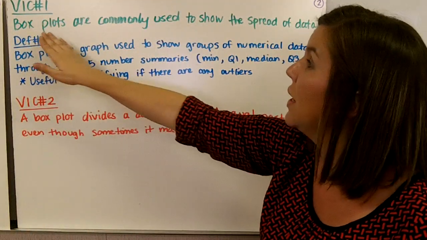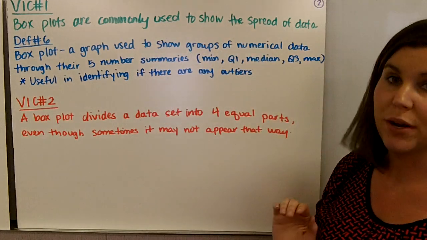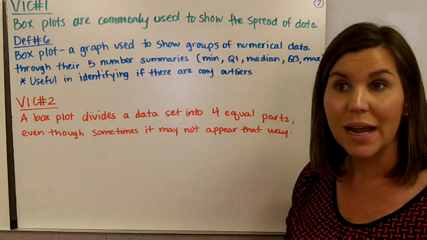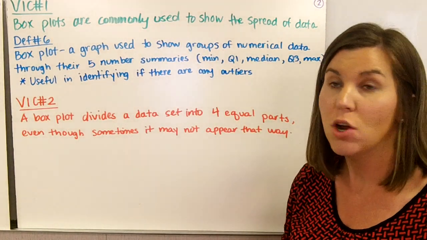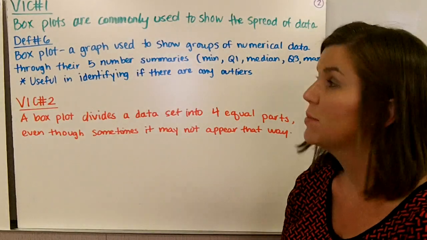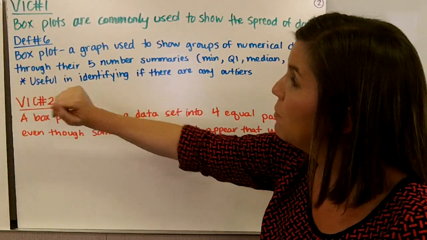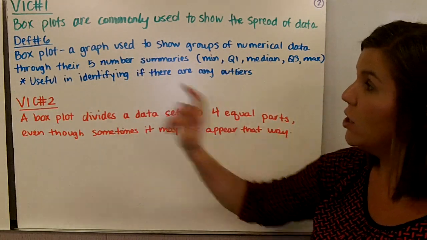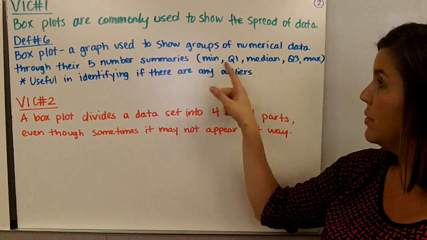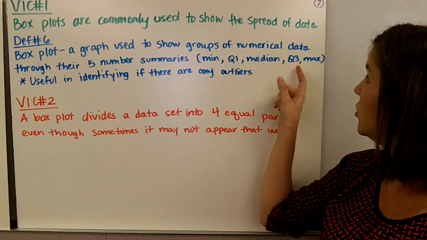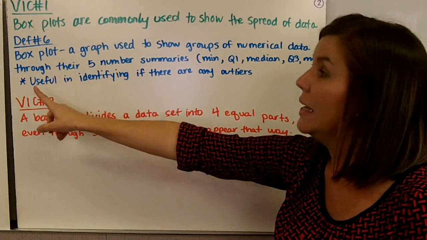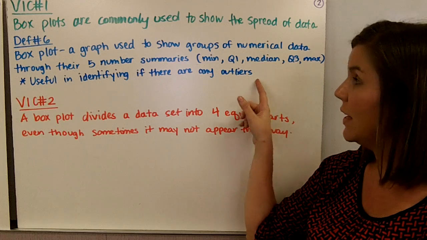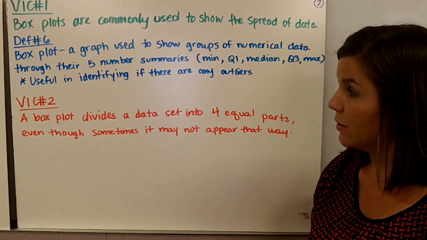Big idea number 1: box plots are commonly used to show the spread of data. We can see whether there are outliers, how close the data is, or how far apart, using a box plot. Definition number 6, a box plot is a graph used to show groups of numerical data through their 5 number summaries: the minimum, Q1, the median, Q3, and the maximum. It is useful in identifying if there are any outliers.